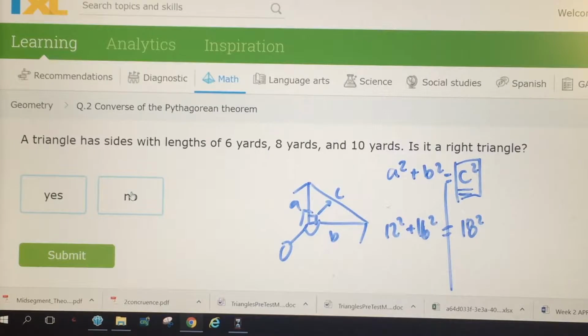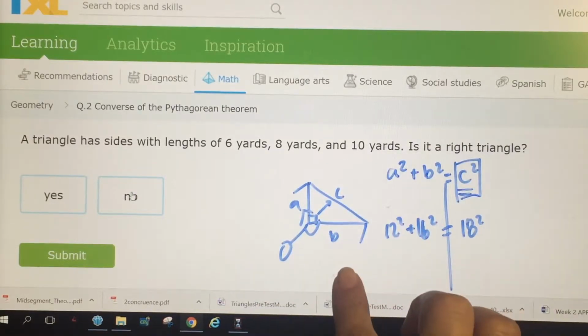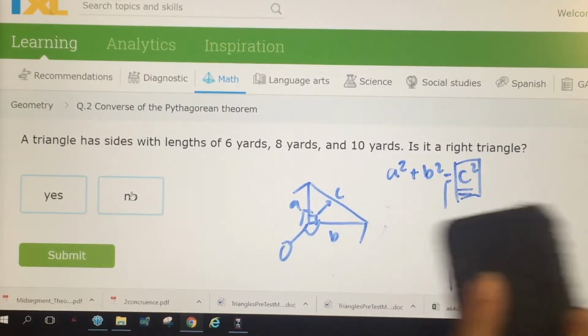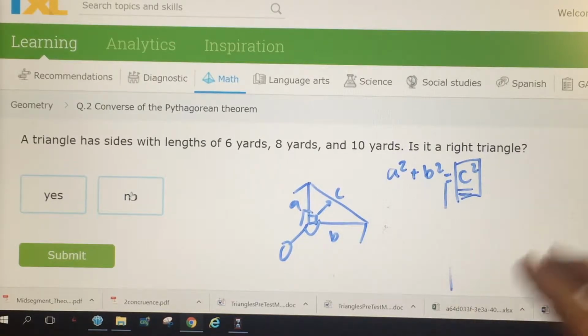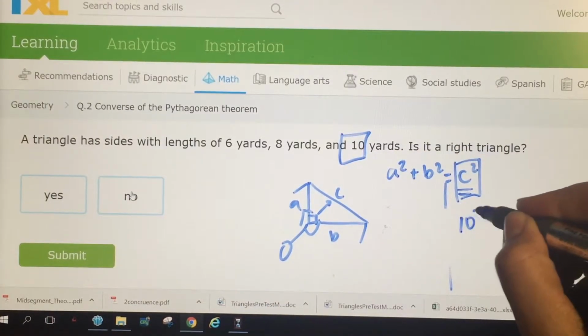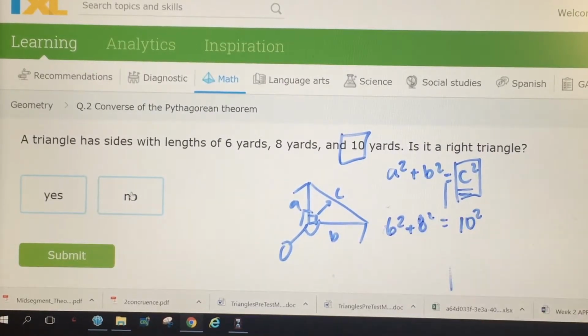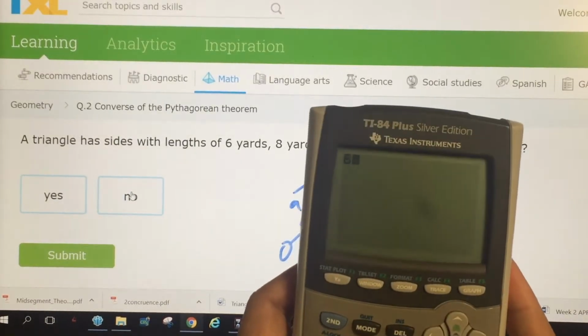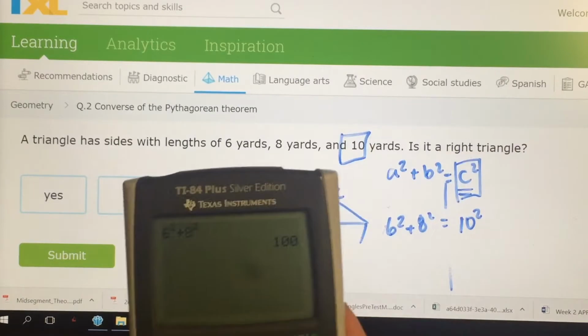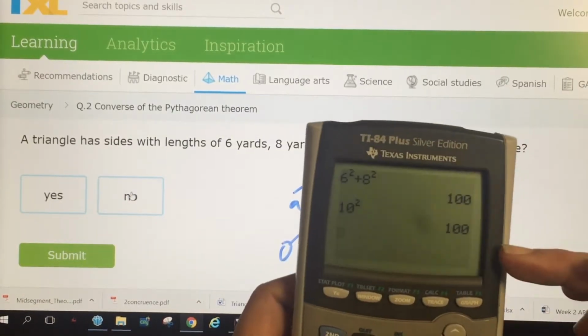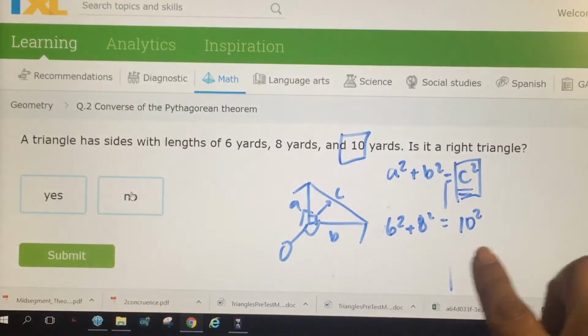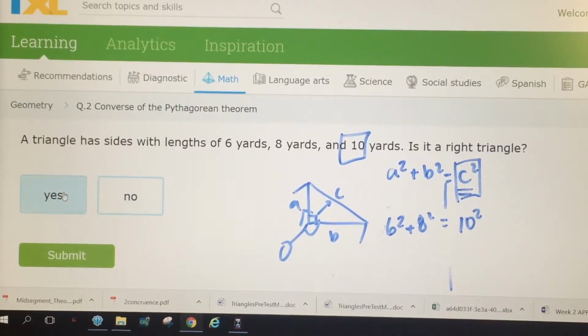All right, a triangle has these three sides. It must satisfy a right triangle, which means the Pythagorean theorem has to work. It has to be a squared plus b squared equals c squared. Biggest thing is to find c squared. C is the longest side, so which number is the longest side? 10. So c squared is 10 squared, and a and b don't matter, so it's going to be 6 squared plus 8 squared. If that's true, then it is a right triangle. So go ahead and do it. 6 squared plus 8 squared equals 100, and 10 squared equals 100, which means that works, which means then it is a right triangle.